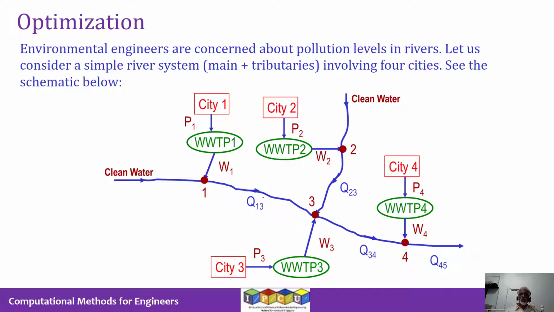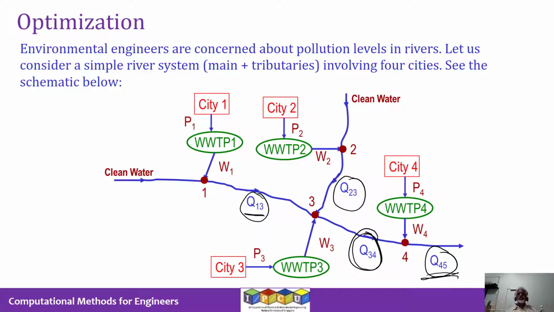And the symbols Q13, Q23, Q34, Q45, all of these denote the volumetric flow rate of water in the water body between those junctions. Q13 is the volumetric flow rate of the river between junctions 1 and 3. Between junctions 3 and 4, the volumetric flow rate of water in the river is Q34. Between junctions 2 and 3, it is Q23. That's the volumetric flow rate. And leaving junction 4 is the volumetric flow rate Q45.